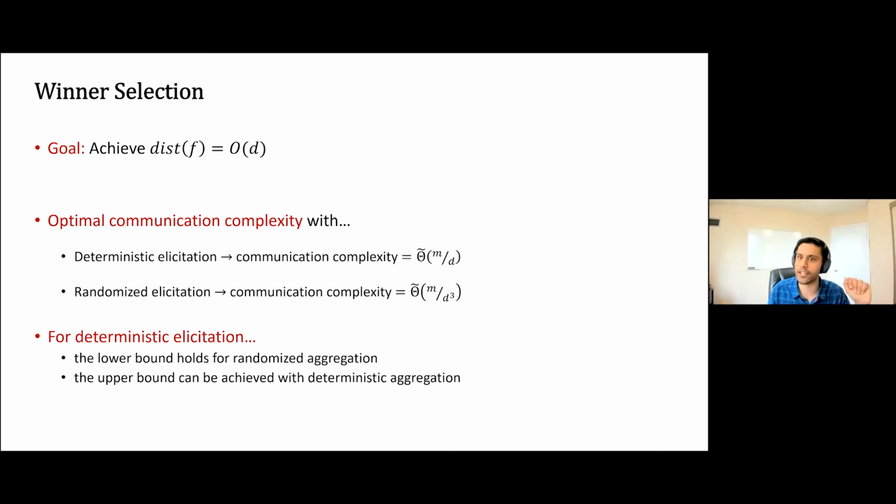deterministic and randomized aggregation. We believe the same should hold for randomized elicitation as well. And for a while, we in fact thought that that was true, but there is some subtle technicality that we haven't been able to take care of. But we strongly believe that this is the case for randomized elicitation as well. That when you use the optimal ballot design, there is no point of randomizing your aggregation rule.